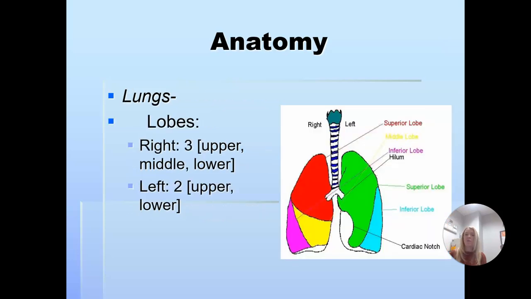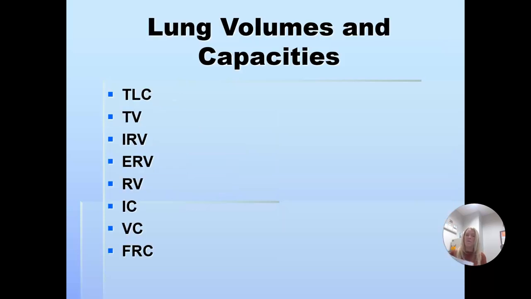Again, remember that we have 3 lobes on the right lung and 2 lobes on the left. All right, we're going to go over a lot of different values here, and if you don't remember all these abbreviations, that's fine. There's a slide about each one of them coming up.